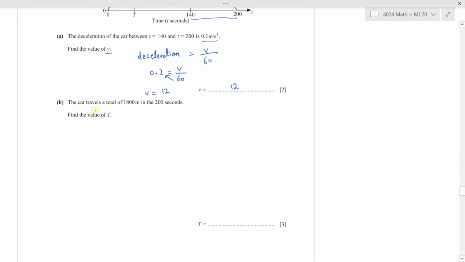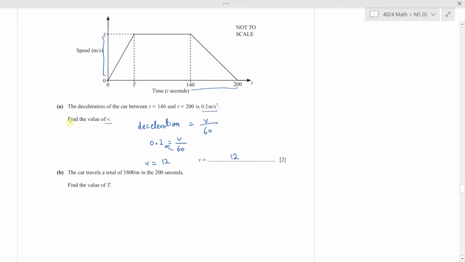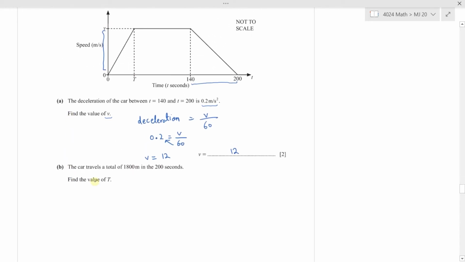The next part is, the car travels a total of 1,800 meters in the 200 seconds. Find the value of t. So since this is a speed time graph, my distance equals the area under the graph. So what is the distance? You're given that the distance is 1,800. And what is the area under the graph?